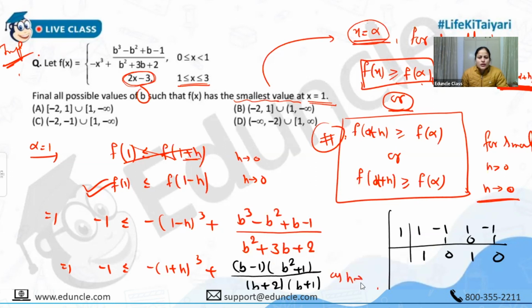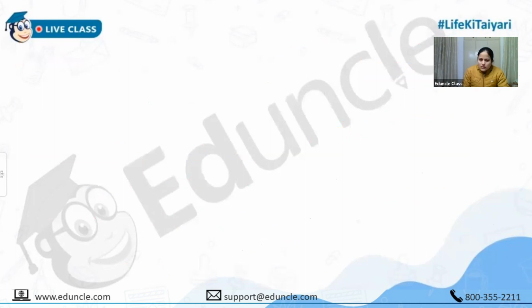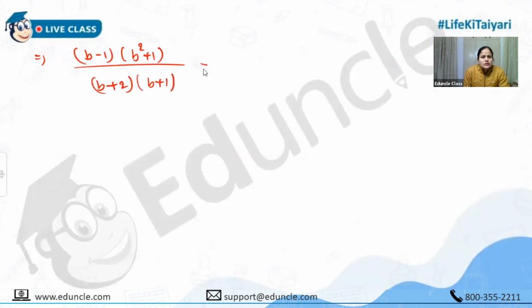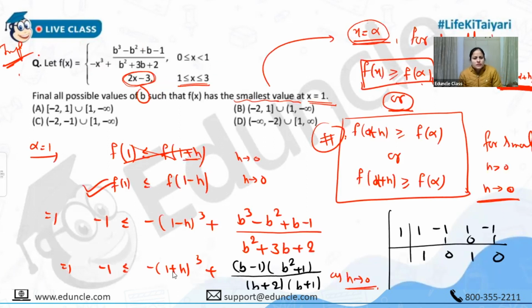As h moving to 0, because h is a small number, it's moving to 0. So when I'm sending my h to 0, -1 and -1 cancel out. So simply I am getting that (b minus 1)(b square plus 1) divided by (b plus 2)(b plus 1) is greater than equal to 0. Yes or no? So this term is greater than equal to 0.